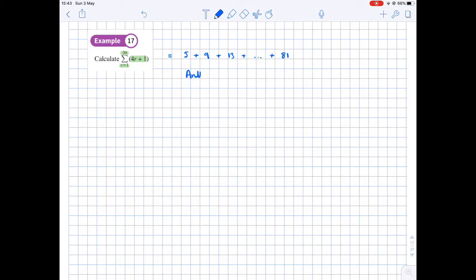Now hopefully you can spot that this is an arithmetic series. The first term is 5, the common difference is 4.